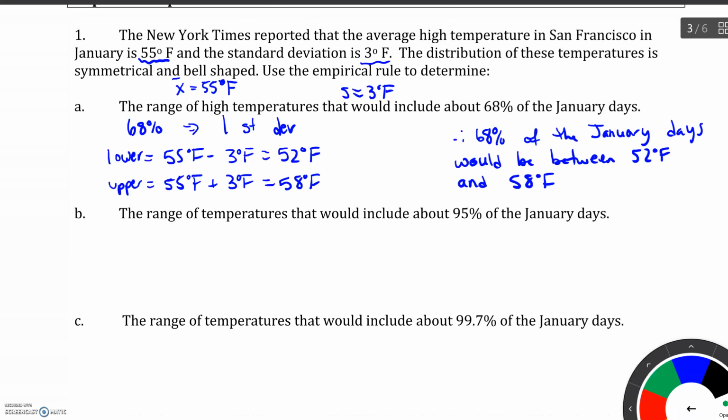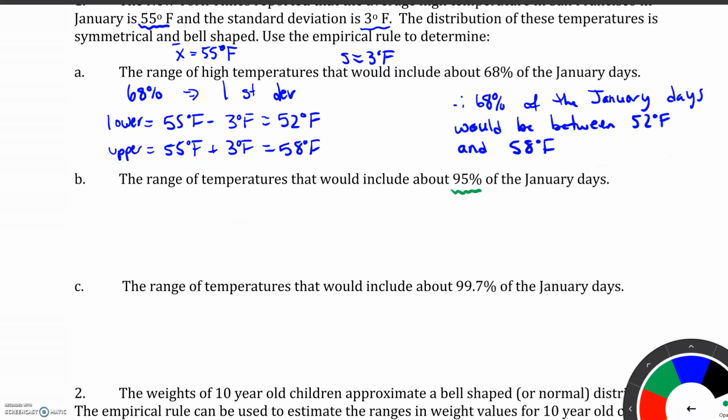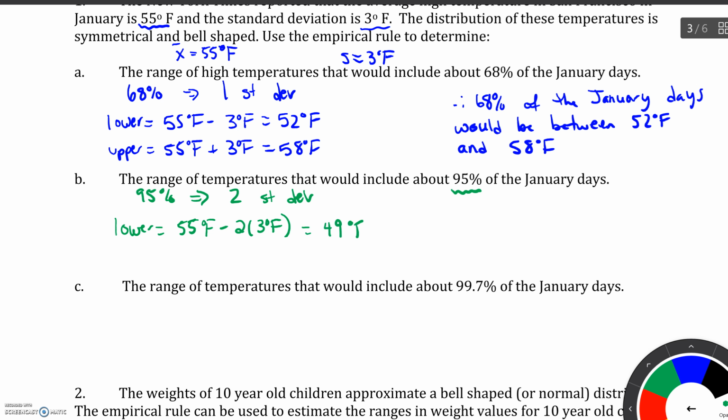If we change the question to ask what range of temperatures would include about 95% of the January days, then since we're going to 95% by the empirical rule, that means we have to move 2 standard deviations from our mean. Our lower limit value would be 55 degrees Fahrenheit minus 2 standard deviations, right? 55 minus 6 is 49 degrees Fahrenheit.